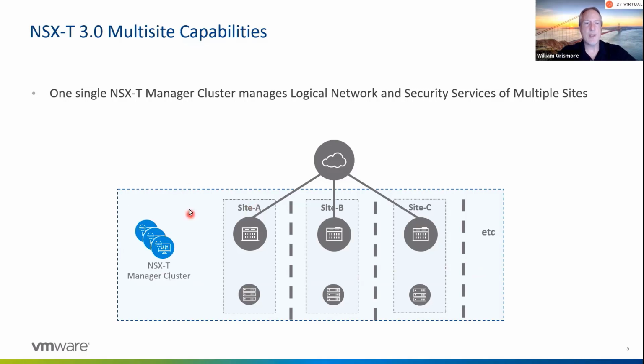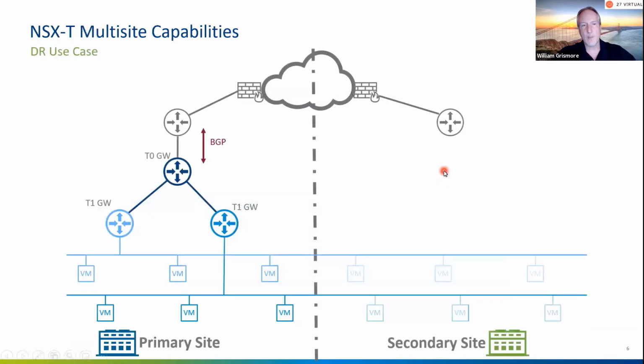In this case, we can see that we have a single NSX-T management cluster that lives at one particular site. We're going to look at how we can have different scenarios to support multi-site failover, either in a metro scenario or in a situation where I'm in Florida and Los Angeles, and my latency is much greater. And we're going to talk about those different scenarios. The first one would be the DR use case.